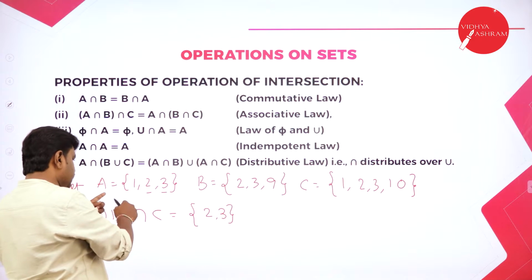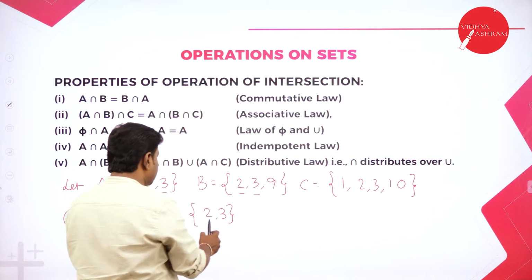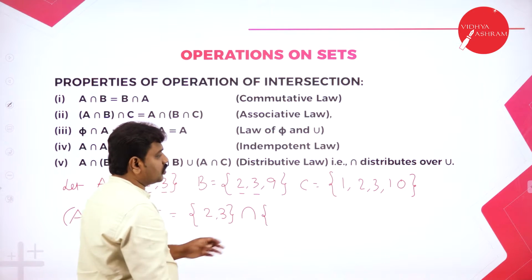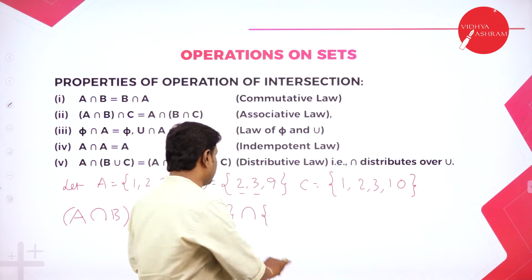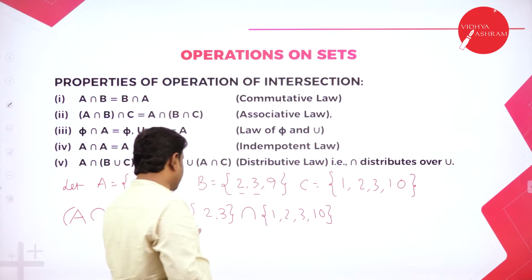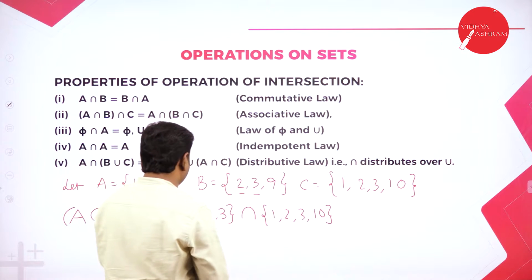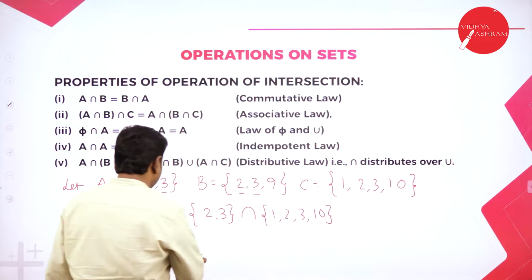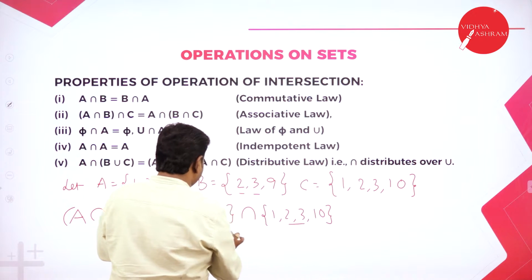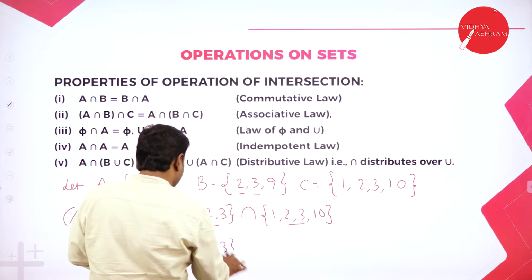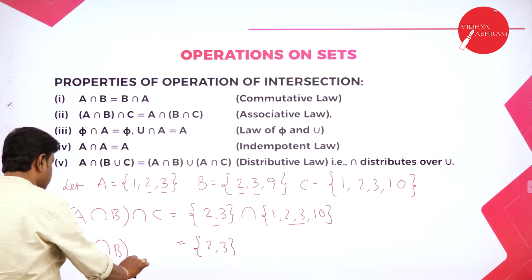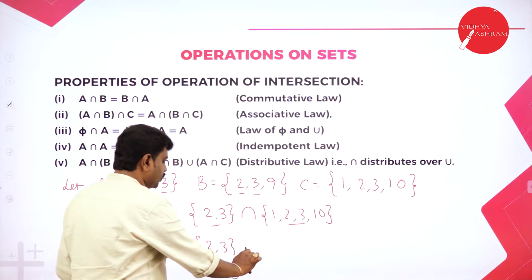2, 3 is present in A, 2, 3 is present in B. So A intersection B means set of that. And I have intersection C. C means what? 1, 2, 3, 10. So now I'll do intersection of these two. If I do intersection, all of you know what is meant by intersection? Set of common elements. What are the common elements? 2, 3 and 2, 3. These two are common in both, so it will become 2, 3. So now you got the value of A intersection B intersection C. Call this as equation 1.